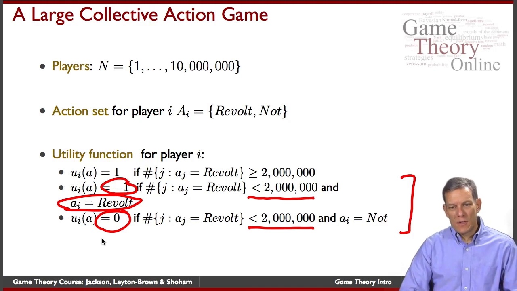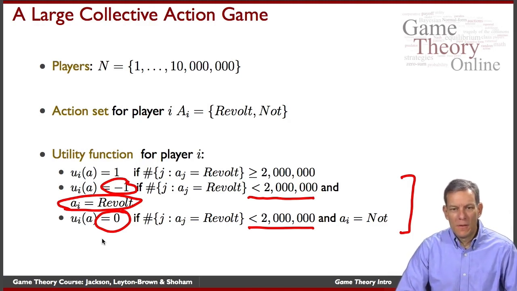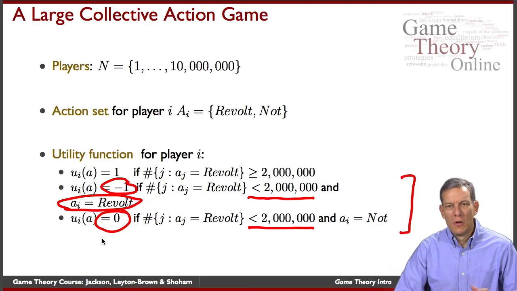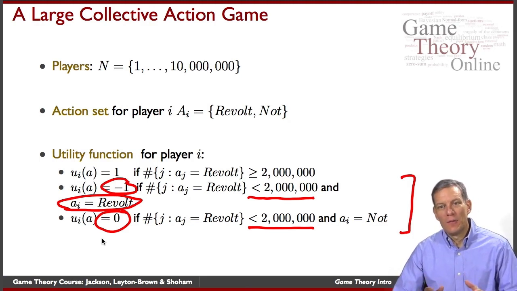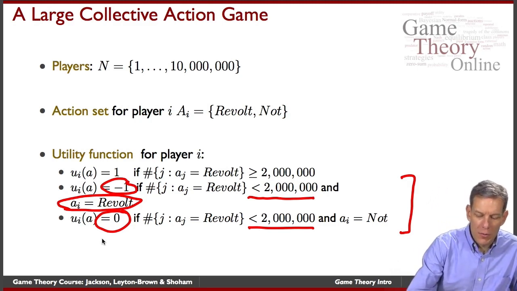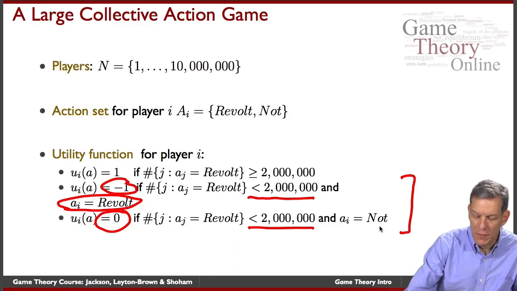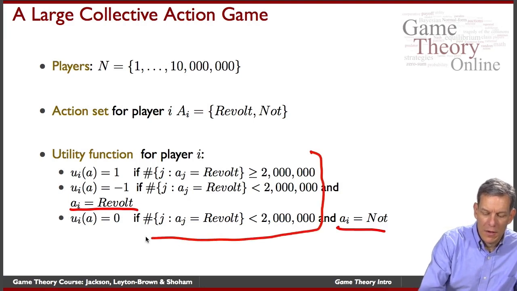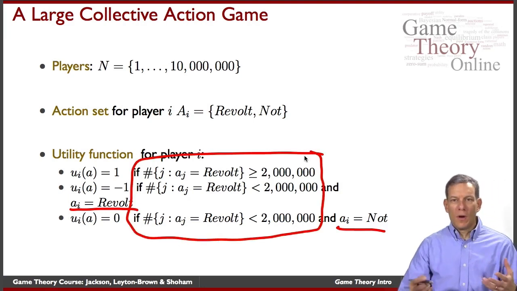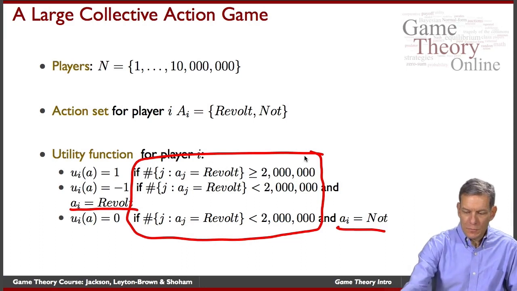Now, obviously, this is very stylized, but what it does capture is that players have to strategically analyze and predict what other players are going to do, and their payoffs depend not only on what they're doing. Here player i's payoff depends on whether they revolt or not, but it also depends on what other players are doing, and it can depend in fairly complicated ways on what all the players in the game are doing.